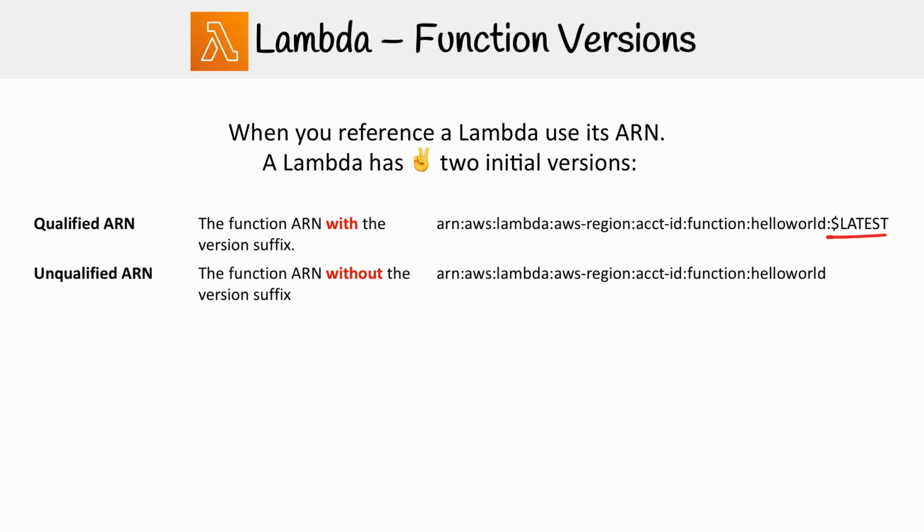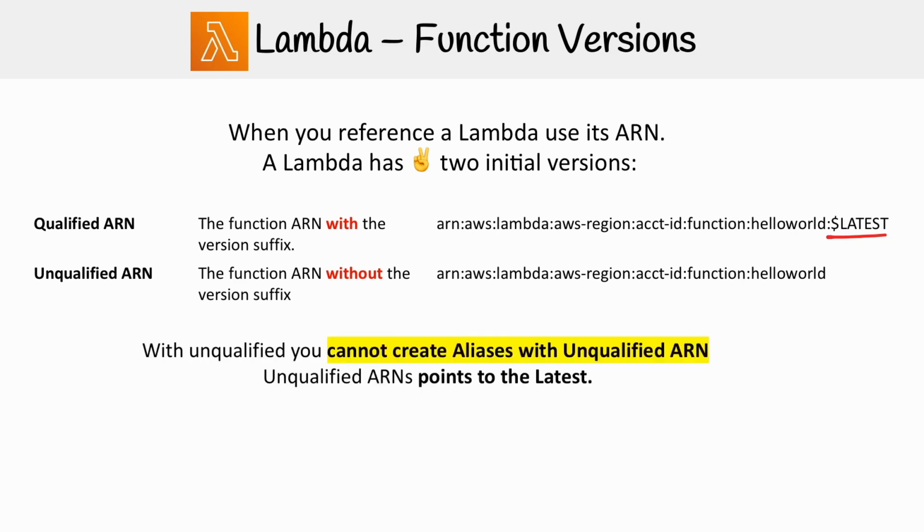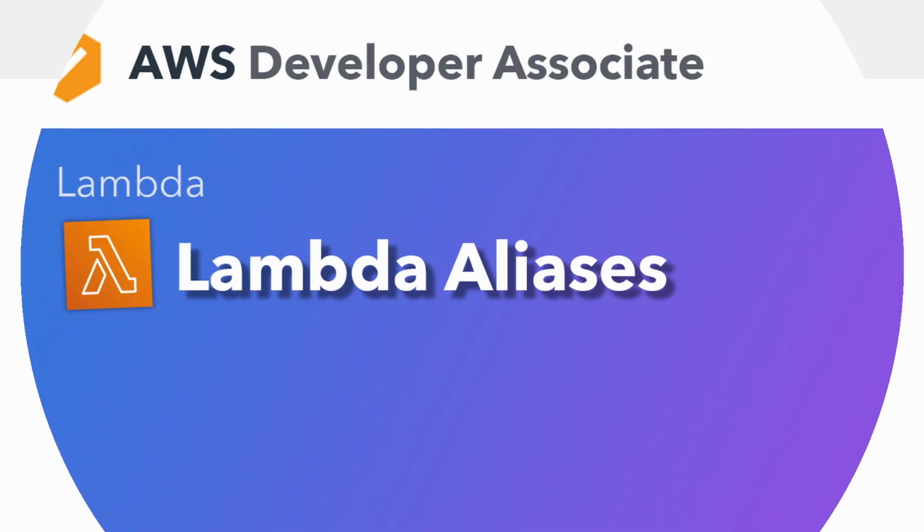And then unqualified is just where you have nothing on the end. So when you are programmatically referencing your Lambda, so you use an ARN, you can use unqualified, and that always will point to the latest version. But the trade-off is that you cannot use an alias with an unqualified ARN. So that is the drawback there. And you're wondering, well, what are aliases? And that's what we're going to talk about next.